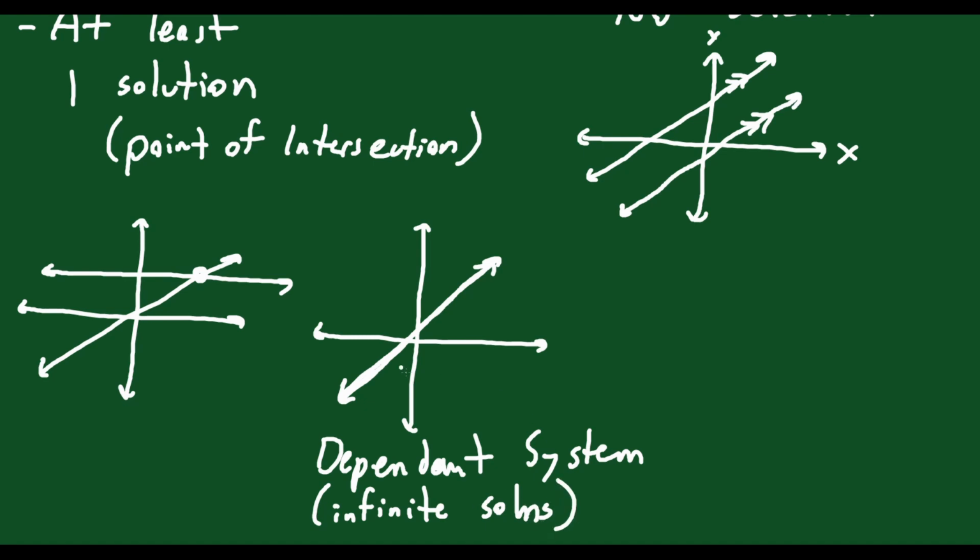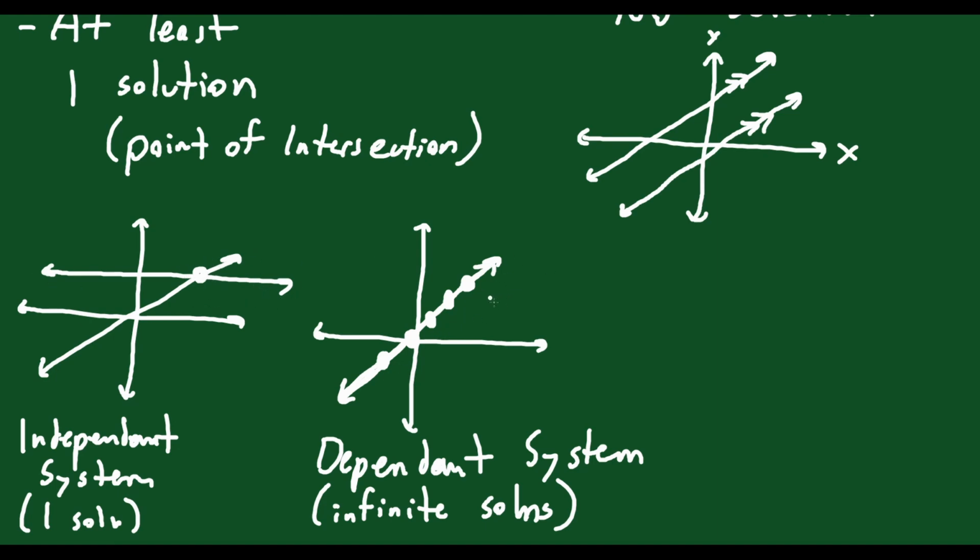Why are there infinite solutions? Because it crosses everywhere. They cross here, they cross here, they cross here. They touch each other everywhere. At every point, one line is touching the other line. Over here, we say it's an independent system. And it's independent because there's only one solution. One line is not dependent on the other line. They're both doing their own thing. They just happen to cross at one point in time. These two are dependent because they're exactly the same. They're dependent on each other, and therefore they touch at every point. So there's infinite solutions.